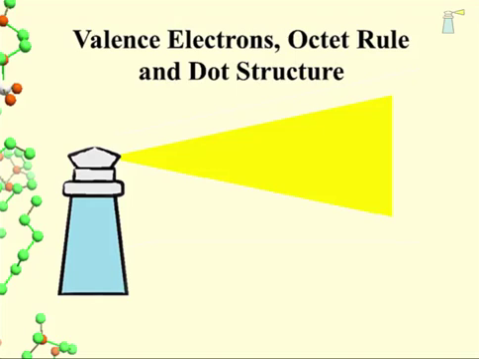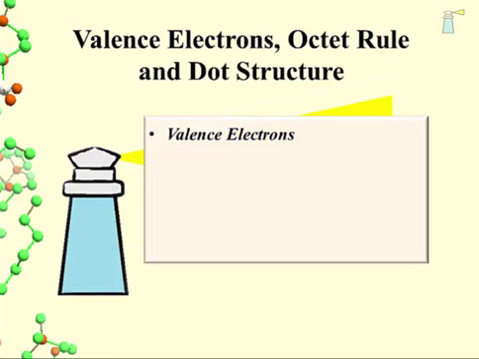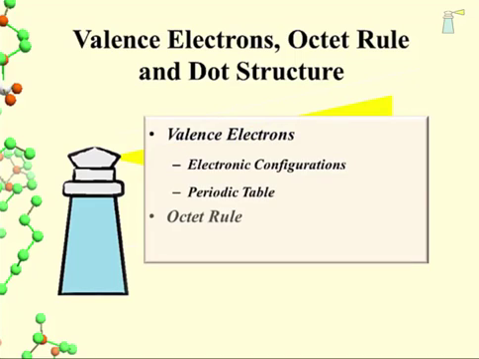This lecture looks at three useful tools that follow the electronic configuration of the atom. Valence electrons: we will determine them directly from electronic configuration and from the periodic table. We will use valence electrons as the basis of the Octet Rule and in developing electron, or Lewis dot, diagrams.